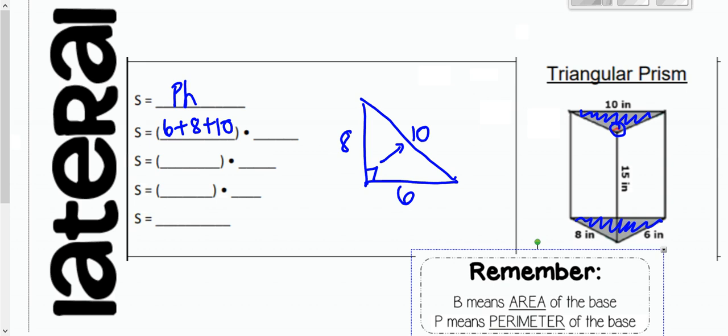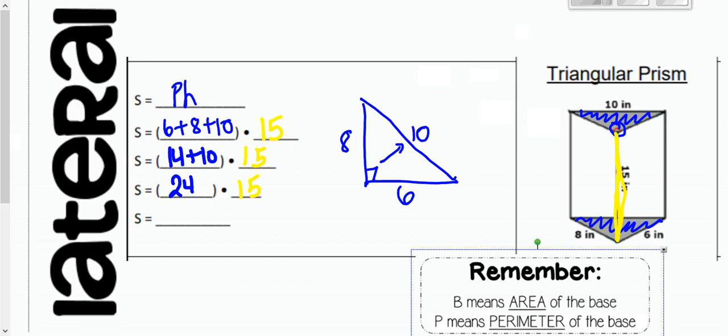Okay, and then I want to multiply by the height of my prism. The height of my prism is the piece that connects my two bases together. In that case, that's going to be 15. So now I'm going to do 6 plus 8 plus 10, which is 14 plus 10, times 15, and then I can go further. 14 plus 10 is 24. 24 times 15.